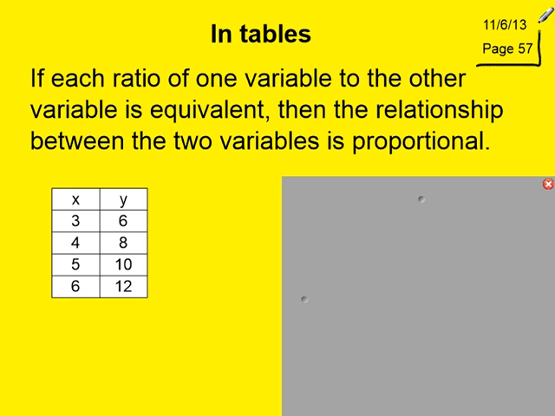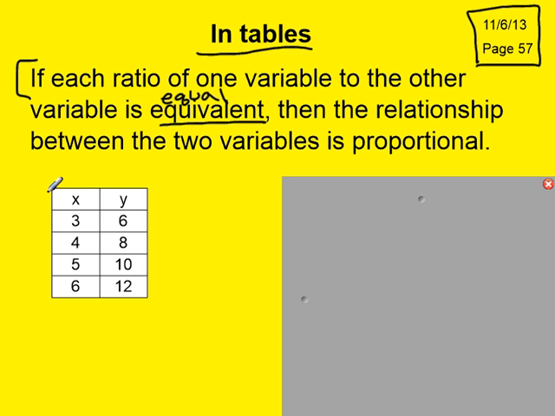So now we're on page 57. It is November 6th still. And now we are going to find in a table how to figure out if a relationship is proportional. So if each, and this is kind of a mathy definition, so just bear with me. If each ratio of one variable to the other variable is equivalent, means equal, then the relationship between the two variables is proportional. Okay, let's try this in real person speak now.